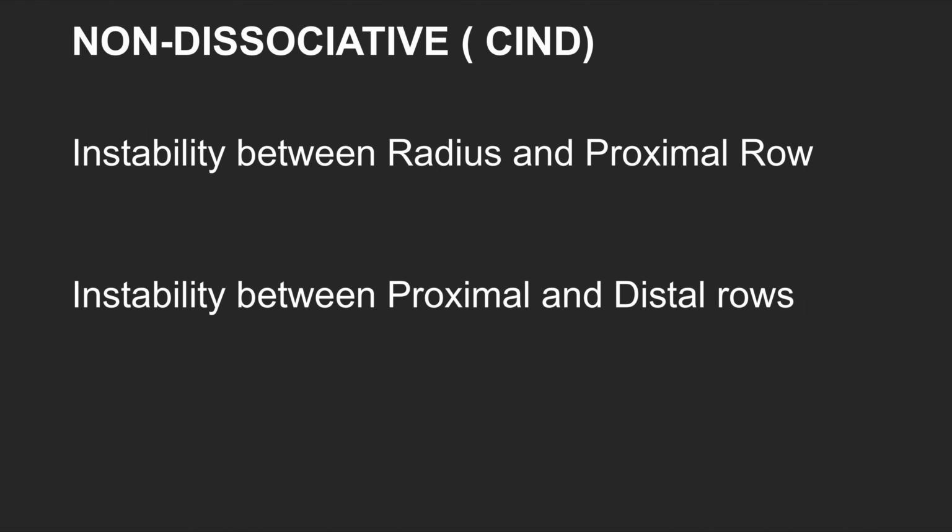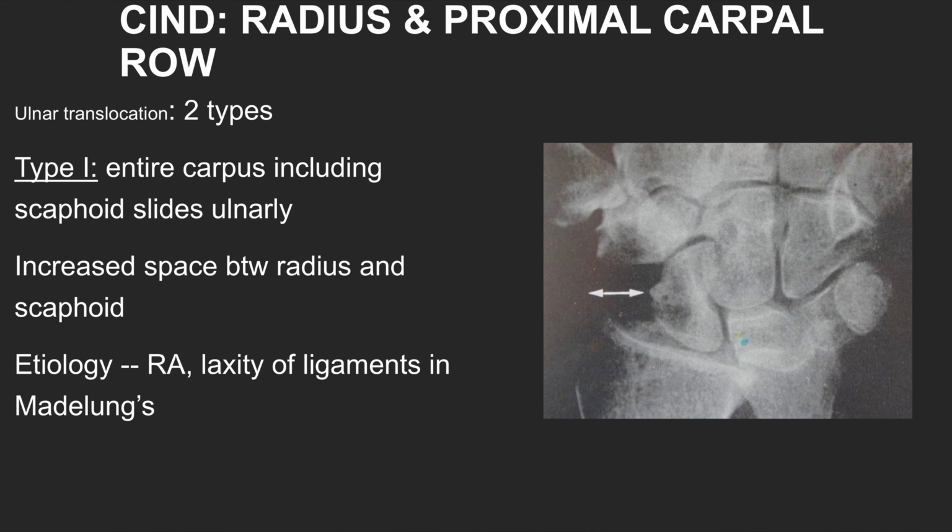That's the technique of the fusion with a bone inlay, and here's a healed fusion of the lunotriquetral space with range of motion. Now let's talk about non-dissociative instability. This is between rows, and ulnar translocation is one of the types of non-dissociative instability. There's two types of ulnar translocation. Type 1 is when the entire carpus, including the scaphoid, slides ulnarly.